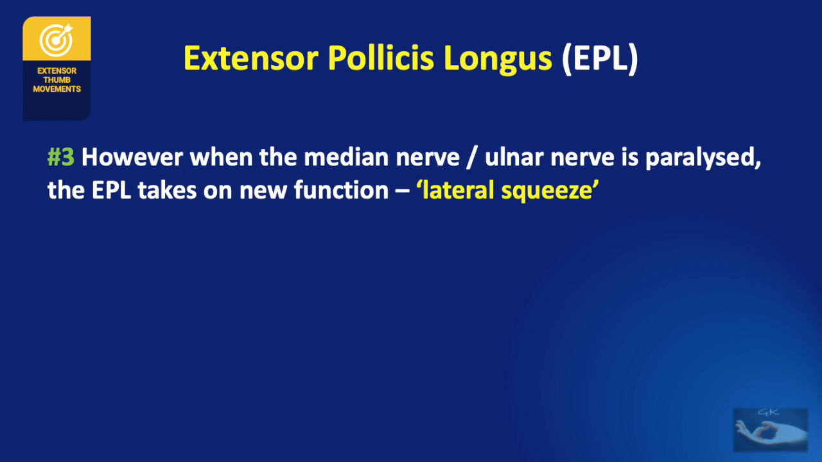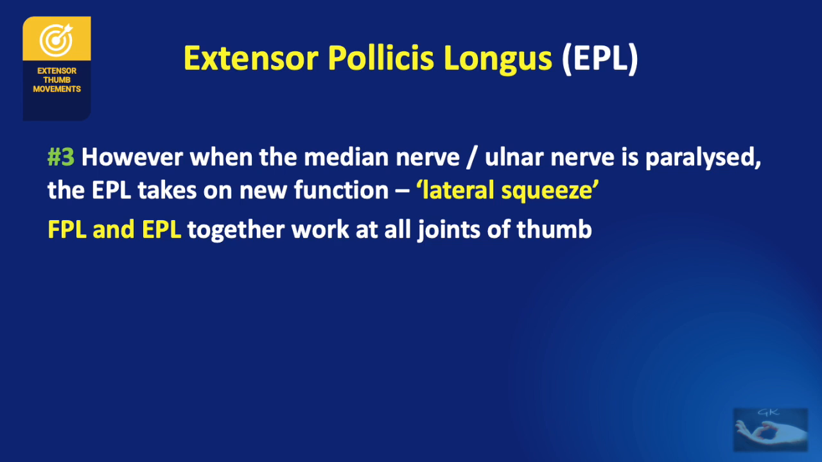Apart from all these functions, there is a very interesting function taken up by the EPL in certain conditions. When the median nerve or ulnar nerve is paralyzed, the extensor pollicis longus takes on a new function and causes what is known as a lateral squeeze. In such conditions, the FPL and the EPL sometimes become the only muscles acting on the thumb. When this happens, both these muscles act on all the joints of the thumb, and the resultant movement that occurs depends on which is more powerful in terms of which has got a more favorable moment arm.